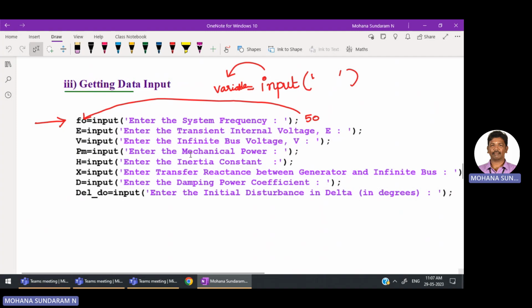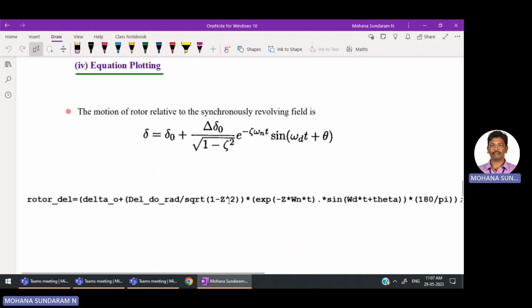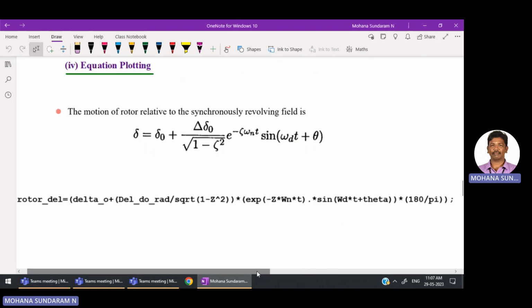Now we have learned how to get input from the user. Next, we will learn how to convert the equation used for plotting the graph. Now look at this equation. This is given as the motion of the rotor related to the synchronous revolving field. I'll tell you how simple it is. First we'll convert this into an equation. It is very simple. Just see, this delta is denoted as rotor underscore. So this is the variable used to denote delta.